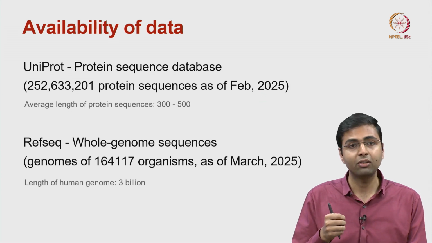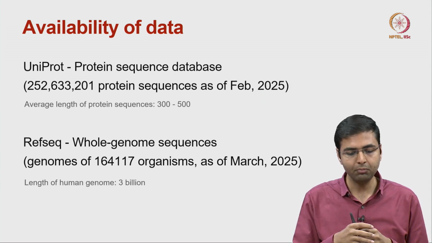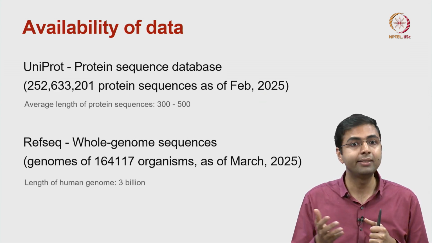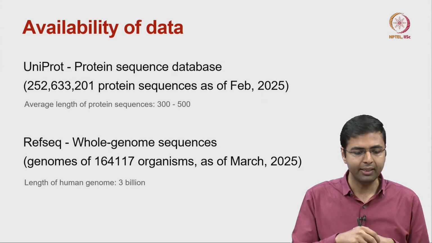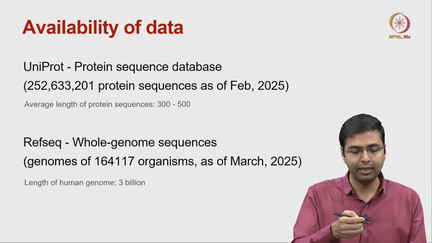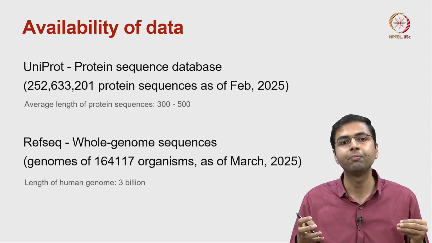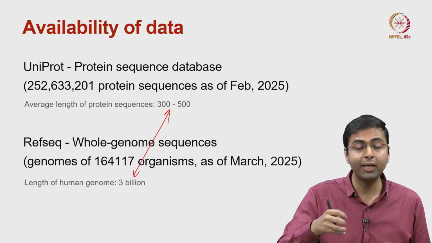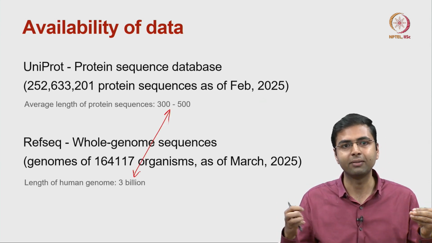Whereas if you think of a complete genome sequence, that can vary depending on whether we are looking at virus, bacteria, animals, humans and so on. And in the case of human genome, we know that the length of the entire genome sequence is 3 billion. And you can easily see that there is a significant difference between the length of the sequences.